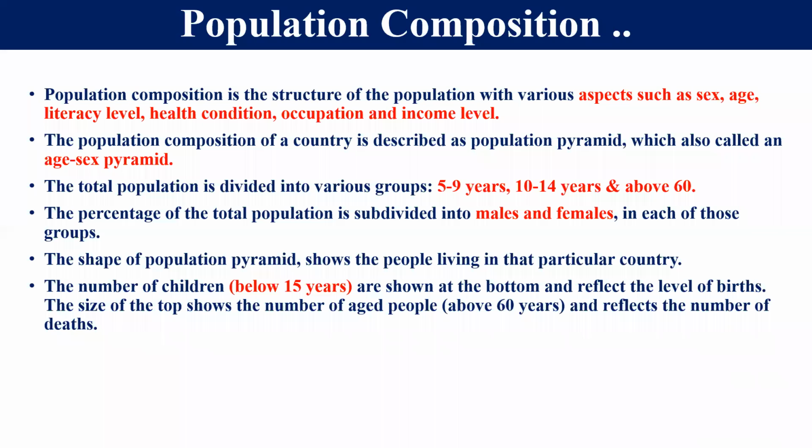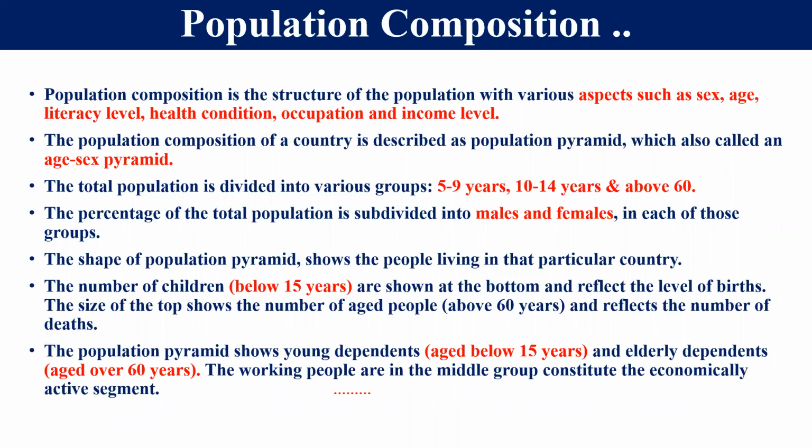Okay. Now the percentage of the total population is subdivided into male and female also. That is called the sex ratio, and I already told you what the sex ratio is: the number of females per 1,000 males. In the next slides, we will discuss some population pyramids. They show the people living in a particular country.